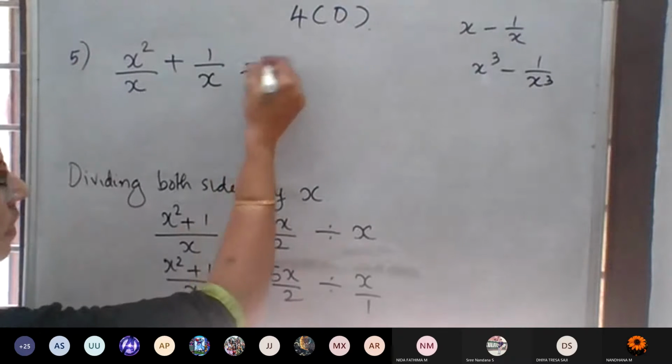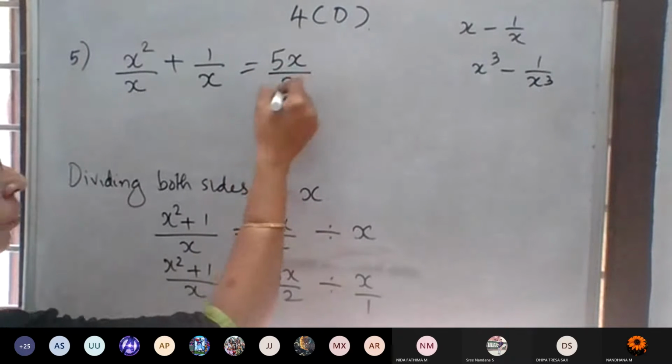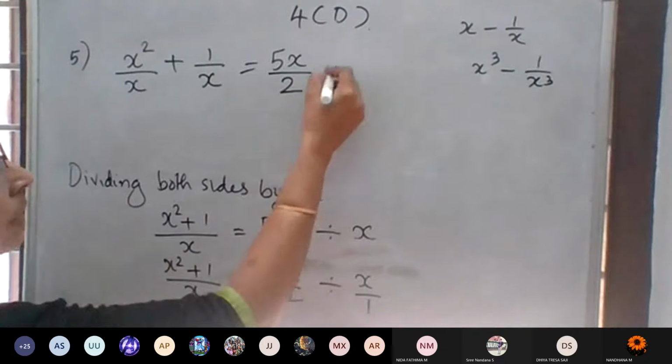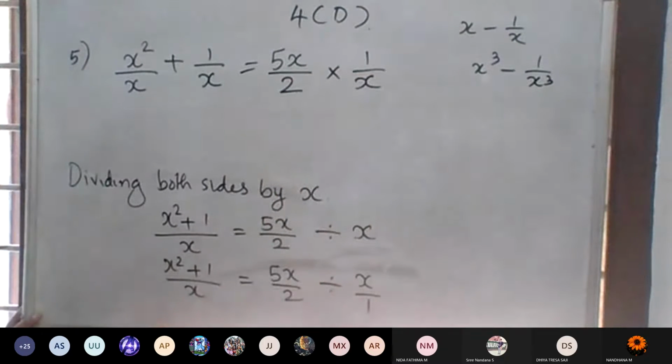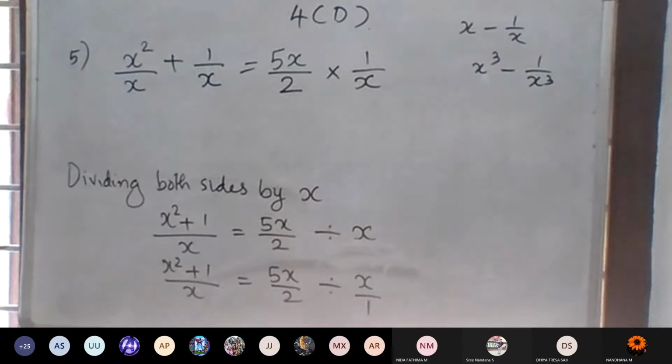Is it clear? It is equal to 5x by 2. That division will become multiplication. x by 1 will become 1 by x. Write down up to this. After that, I will explain.